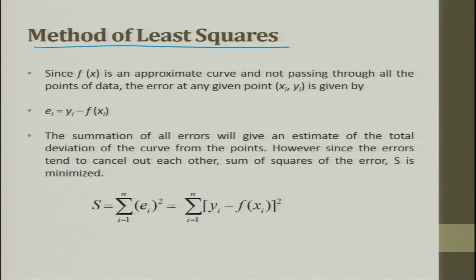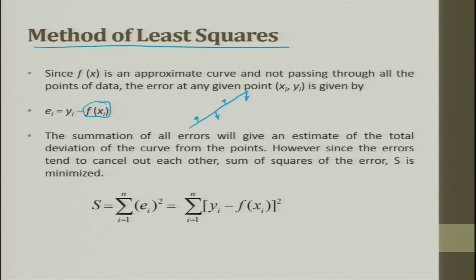Since f(x) is an approximate curve and it is not passing through all the points of data, the error at any given point xi, yi is given by error is equal to yi minus f(xi). So, for example, you have several of these points and then you have a line passing through. Now, you want to measure this deviation, which is the error.